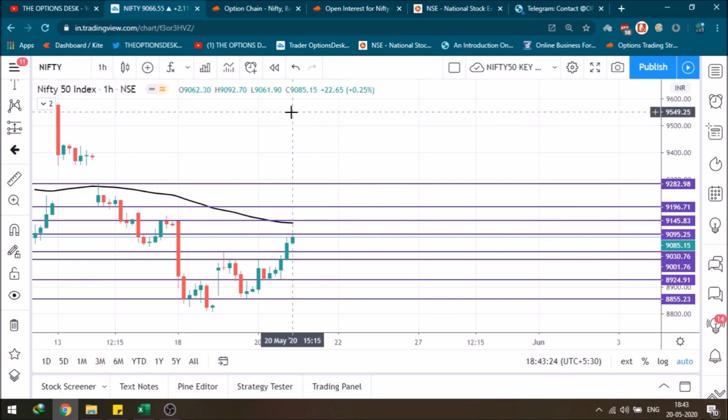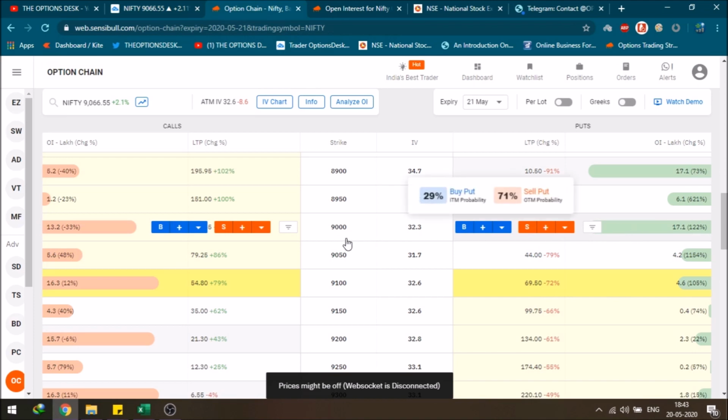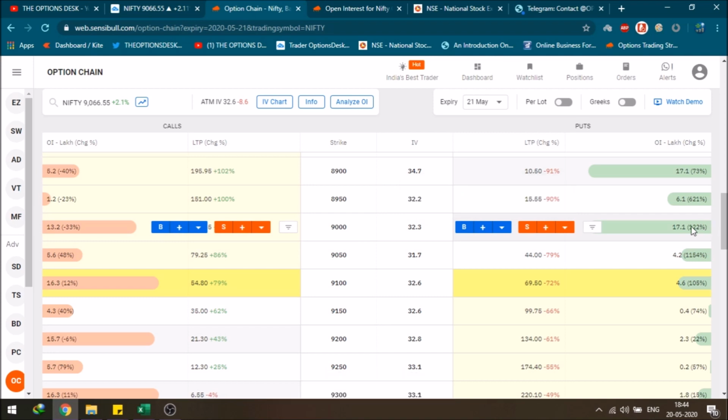Now let's see on what basis of the option chain we can get. So this is the option chain. As you can see, a very major put writing was there at this particular point, that is at the 9000 strike price. This is the option chain of Sensible, as you can also go and view on your end. Sensible is a pretty good software, and it also gets you an analysis of the max pain and other levels.